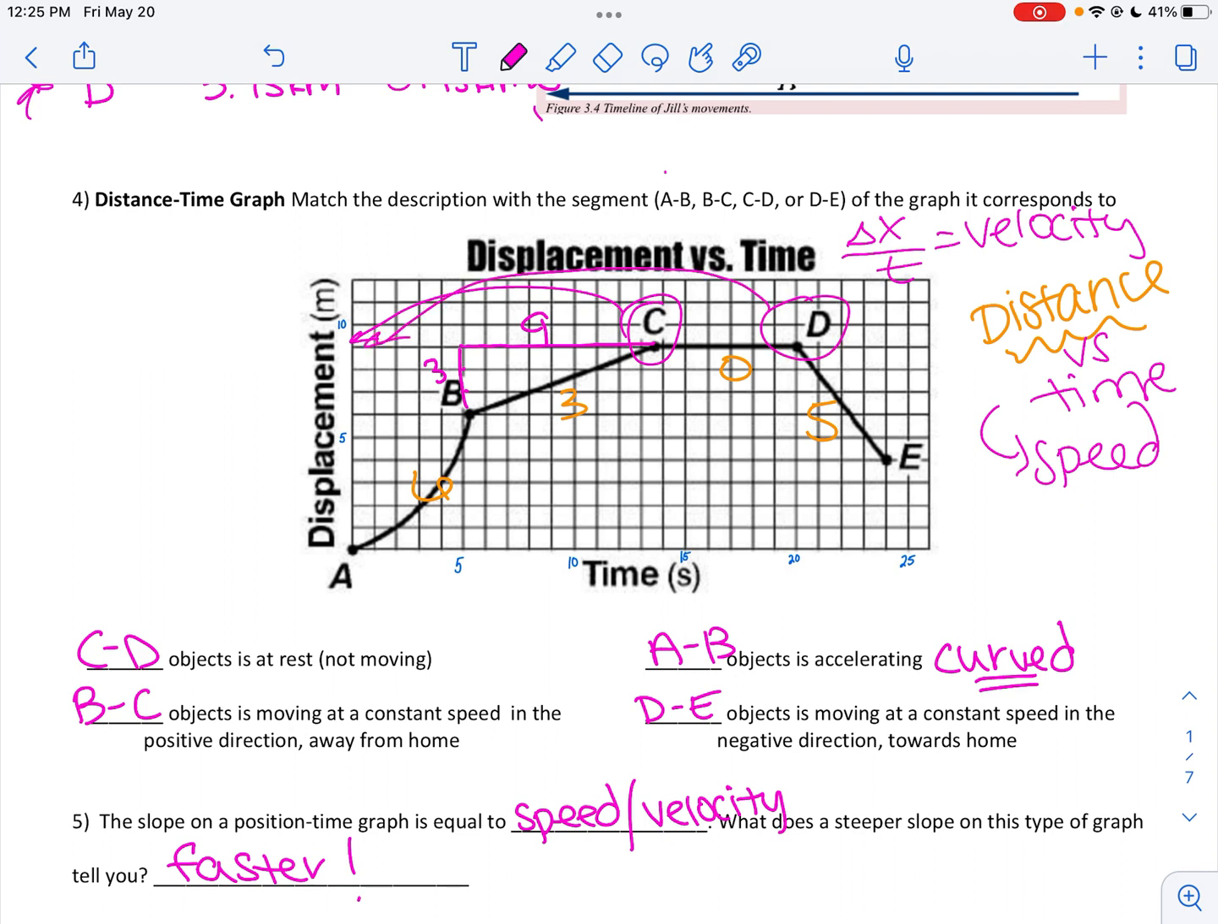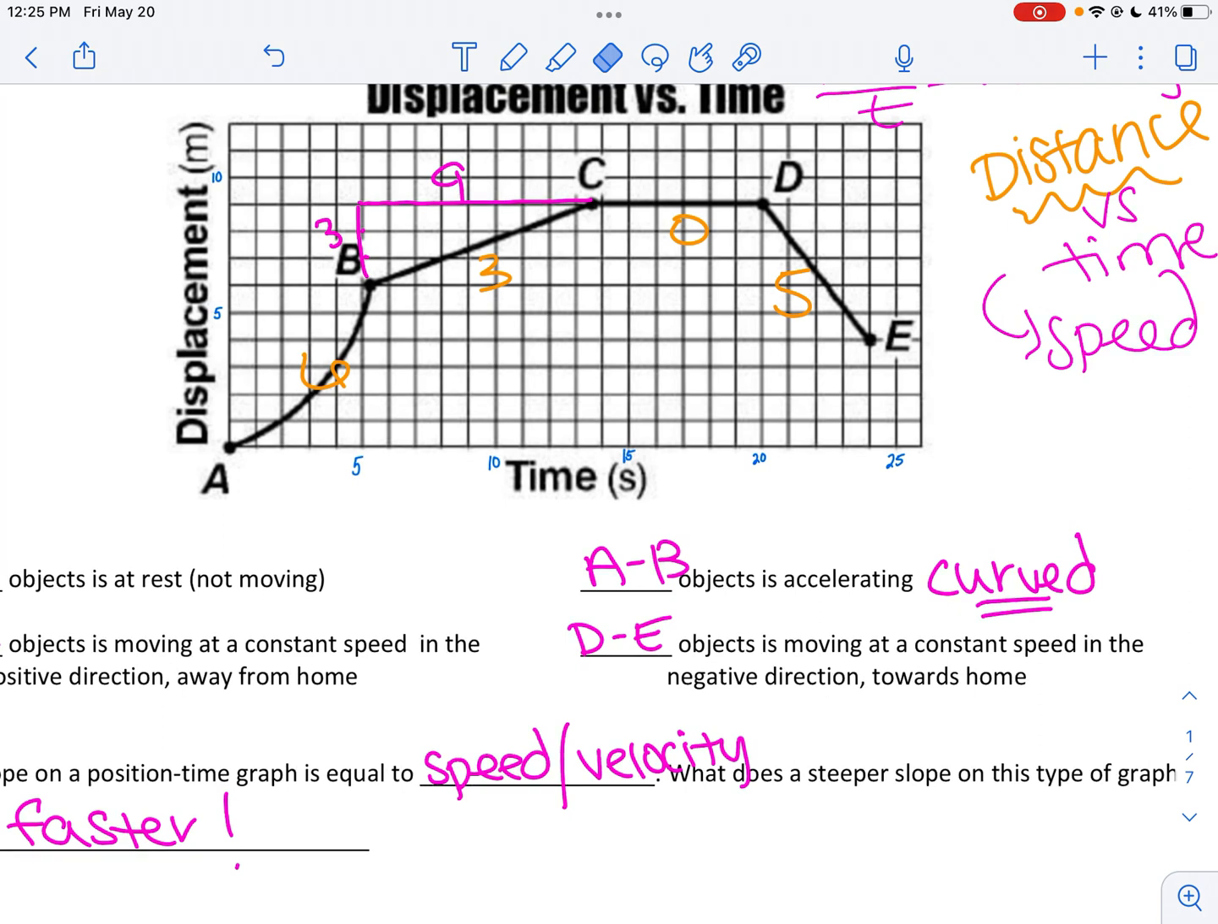So if I'm at 9 meters and I'm still at 9 meters, have I walked anywhere? And hopefully you guys are saying no. So distance covered from C to D would be 0. When I'm going away from start, I'm going to have a positive velocity. When I'm going back to start, I'm going to have a negative velocity. So there are the answers for you to check.